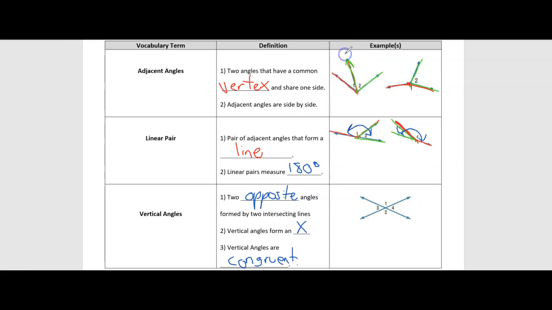So if I come over here and I show you what the vertical angles are, we have angle 1, and we have angle 2. Those are, oops, let's do something better than that.